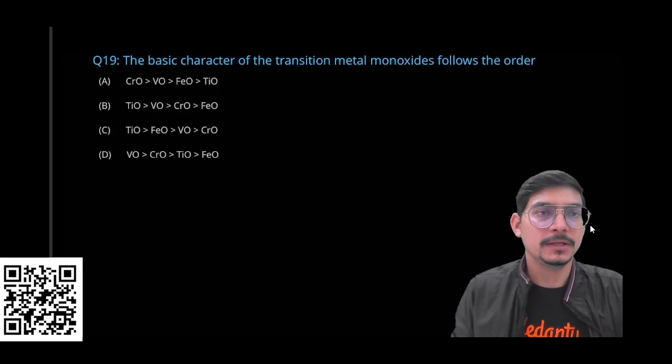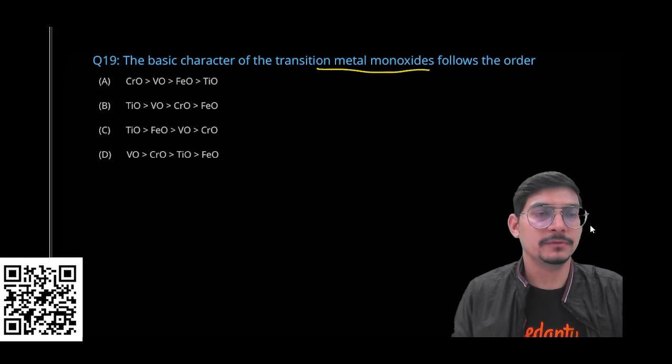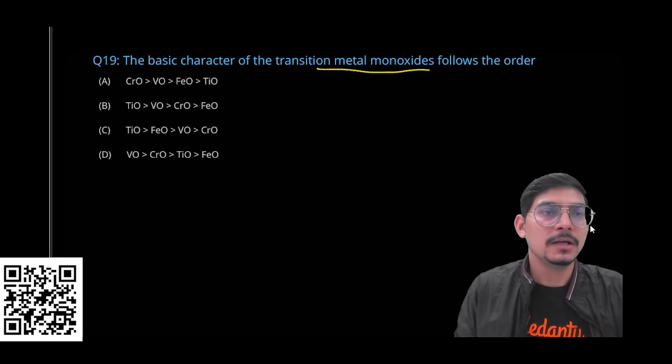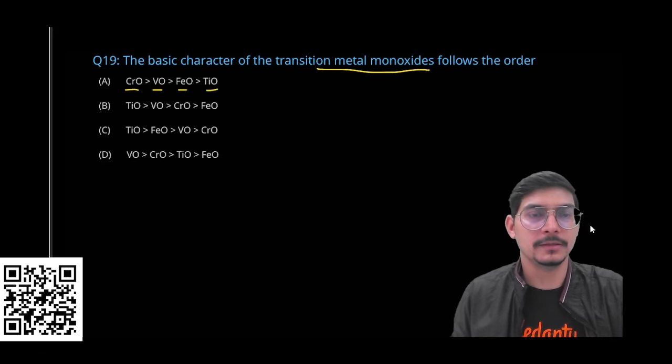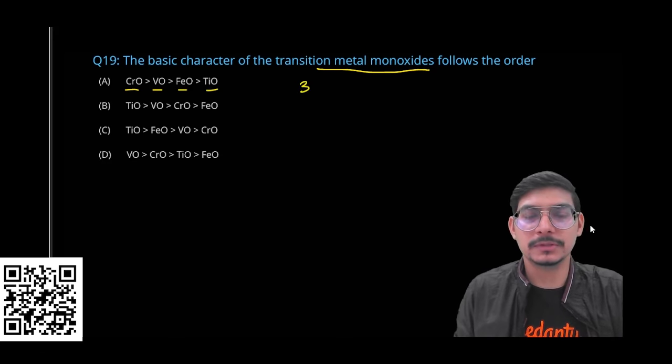Hi everyone. In this question, we have to tell the correct order of the basic character of the transition metal oxides. We are given 4 orders. We have to tell which of the following given orders is correct. As we can see, the 4 metals are chromium, vanadium, iron, and titanium. They all belong to the 3d transition series, which is the first transition series that runs from scandium to zinc.